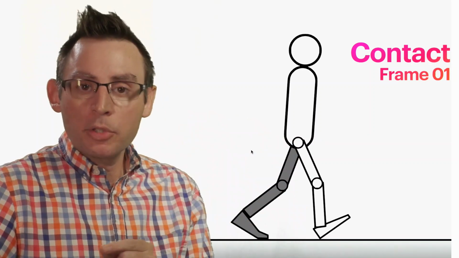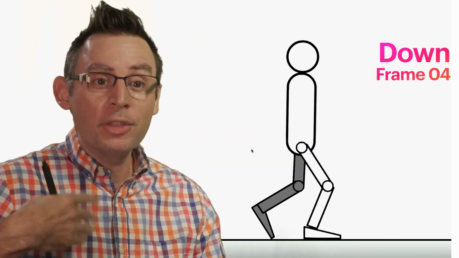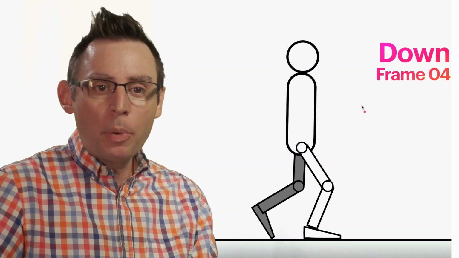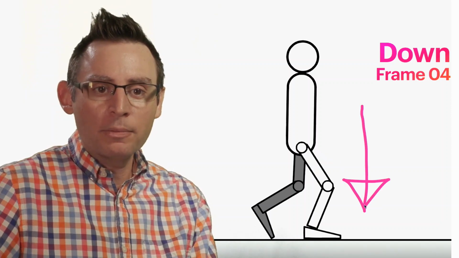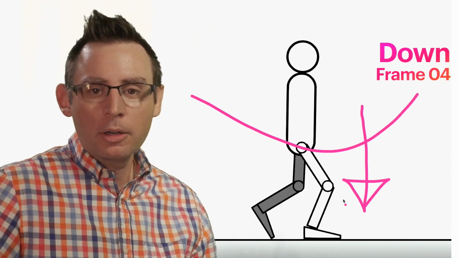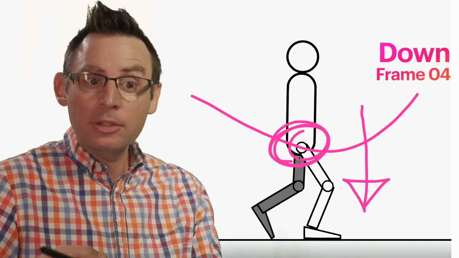So once we've established the contact pose, then we go to frame 4, and we start looking at what's called the down pose. As one might imagine, it's easy to discover here. The down pose is when we compress the spring. This is when our character's hips is at the bottom of our movement arc. If you notice, it's way down here, thus the down pose.